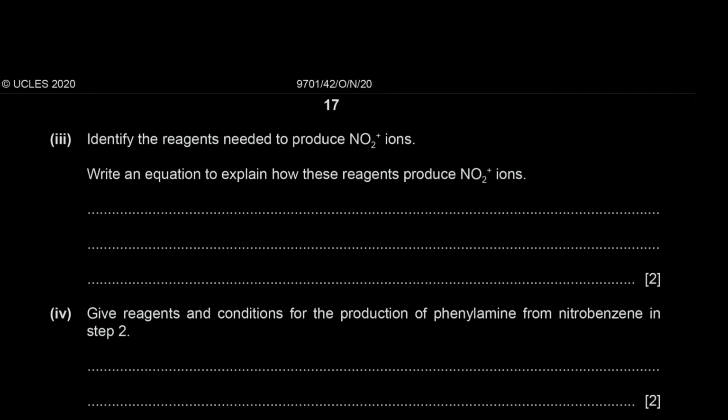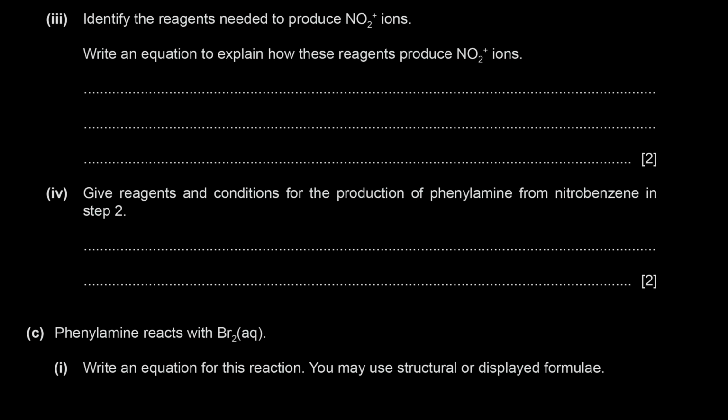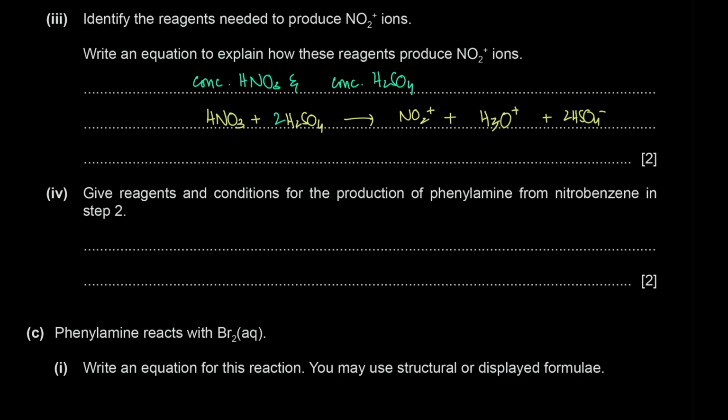Next part says, identify the reagents needed to produce NO2 plus ions. Write an equation to explain how these reagents produce NO2 plus ions. So what you're going to need in this reaction is concentrated nitric acid and concentrated sulfuric acid. The equation is: HNO3 reacts with H2SO4 to form NO2 plus, that's your electrophile, and you're also forming H3O plus and 2HSO4 minus. So you're going to need two of these over here.